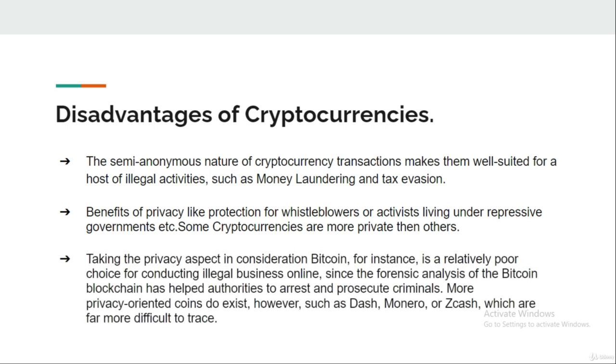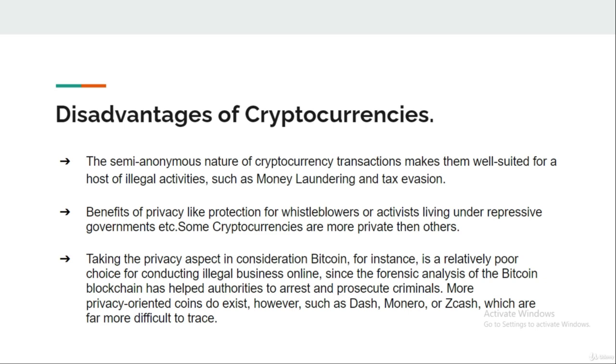Taking the privacy aspect into consideration, Bitcoin for instance is a relatively poor choice for conducting illegal business online. As we discussed earlier, the forensic analysis of the Bitcoin blockchain has helped authorities to arrest and prosecute criminals. More privacy oriented coins do exist, however, such as Ethereum, Dash, Monero, or Zcash, which are far more difficult to trace, but still the majority of illegal transactions are implemented in the form of bitcoins. Those were the advantages and disadvantages of cryptocurrencies.